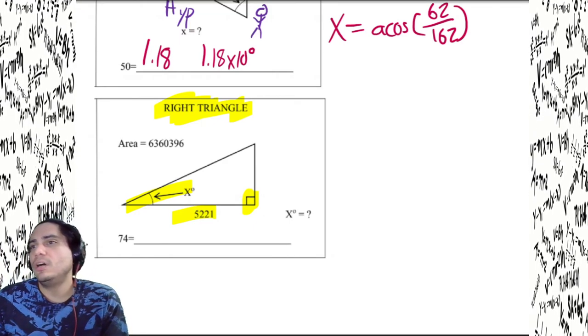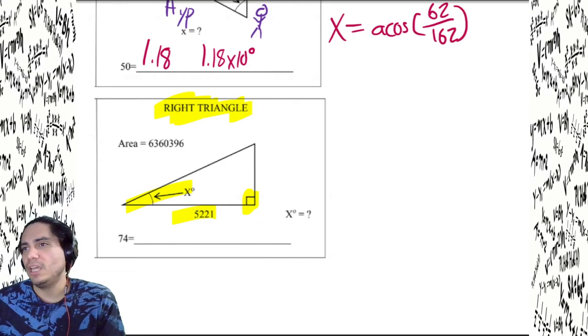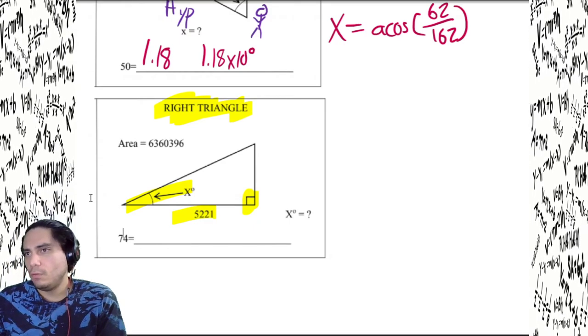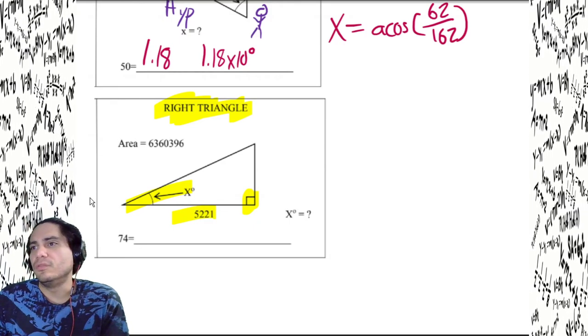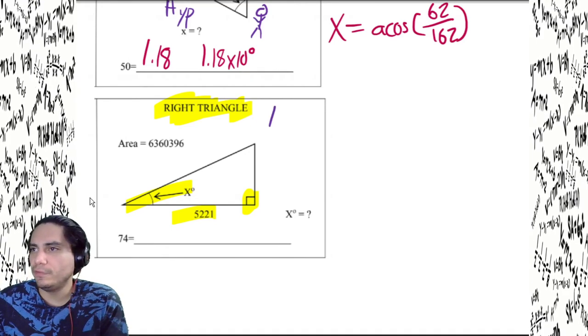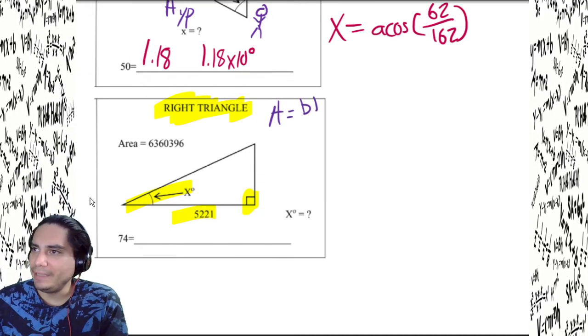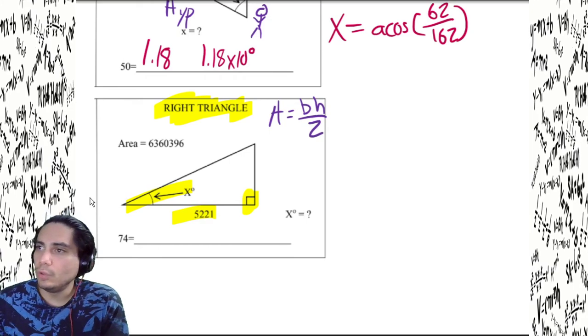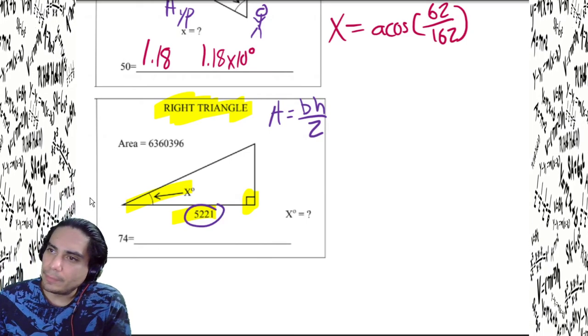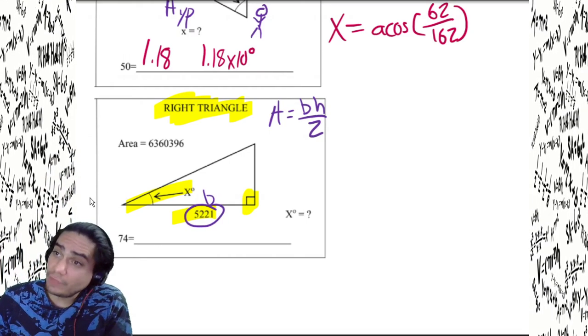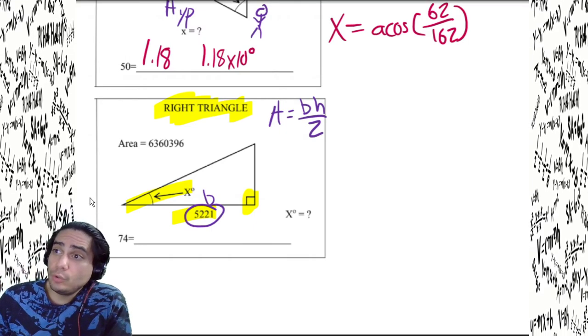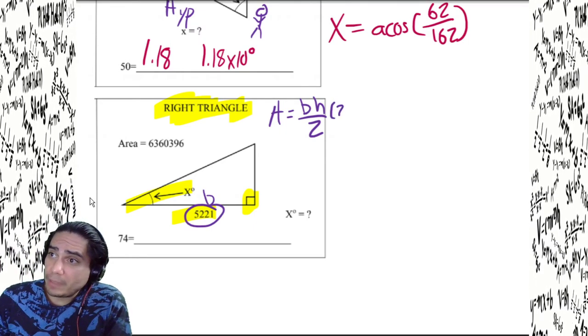So let's go ahead and set this bad boy up here, okay? Let's go ahead and do it. So we got ourselves what? Area formula first is equal to base times height divided by 2. They gave us the base in this problem. Here's the base, okay? We're looking for the height. So what we gotta do is first off multiply both sides by 2.